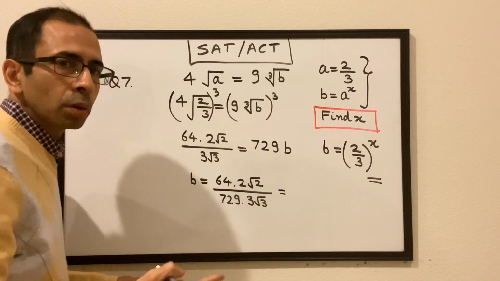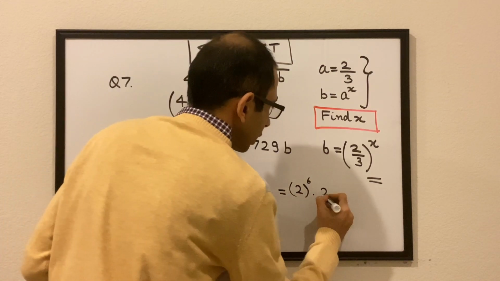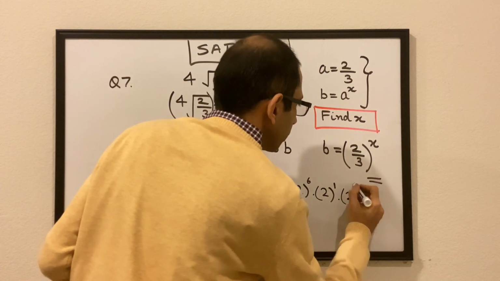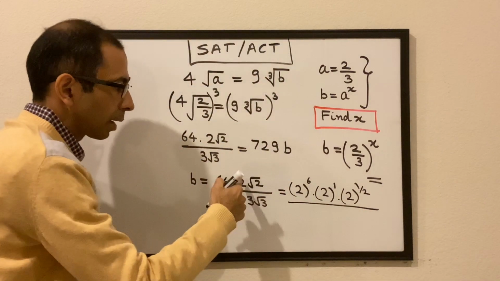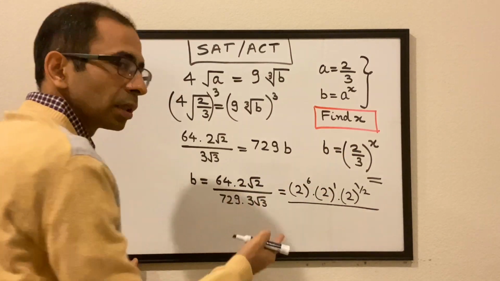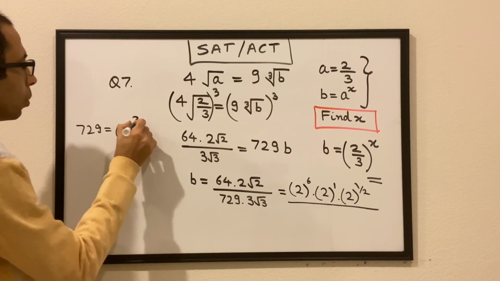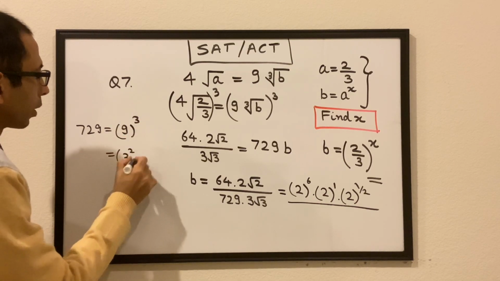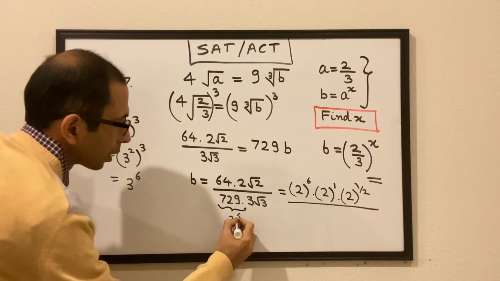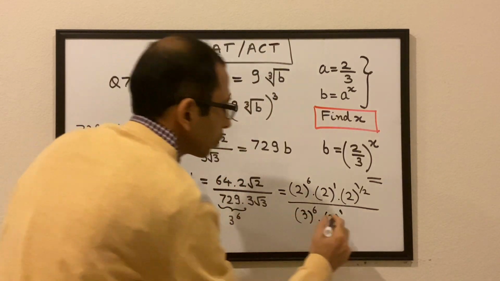Now 64 is nothing but 2 to the power of 6. So 2 to the power of 6. 2 is like 2 to the power of 1. And root 2 is like 2 to the power of half. Right? So we have written the entire numerator in terms of base of 2, because we want 2 on the numerator. Same thing we got to do here. 729 we have to write in terms of 3. Now 729 is 9 cube, right? And 9 itself is 3 square. So it will be 3 to the power of 6, correct? So this is nothing but 3 to the power of 6. So this is 3 to the power of 6 times 3 to the power of 1 times 3 to the power of half.